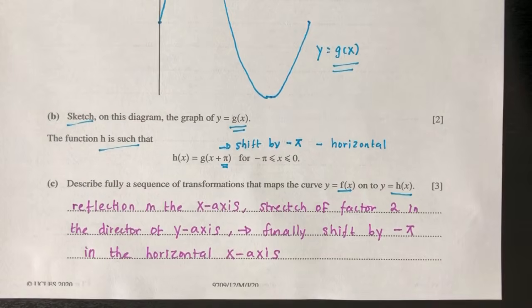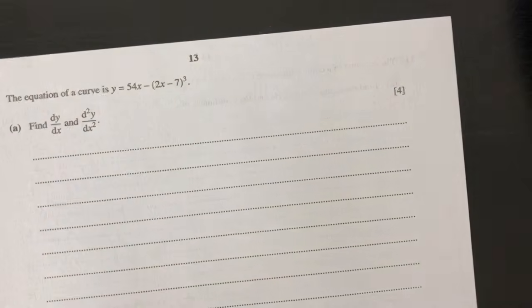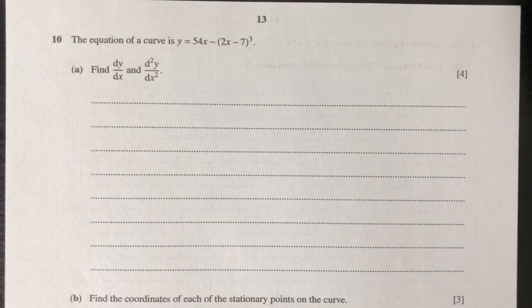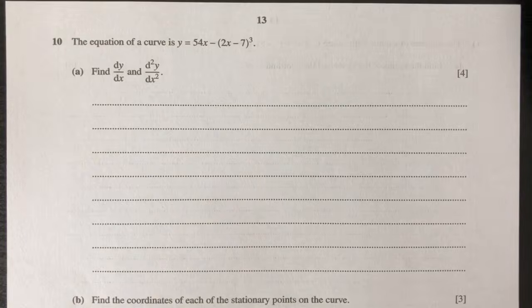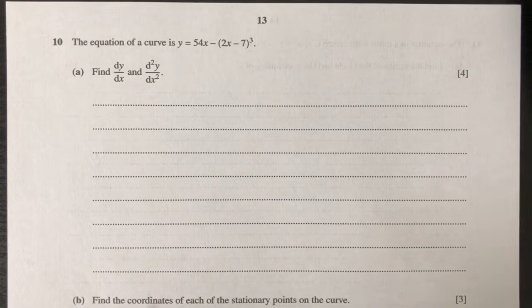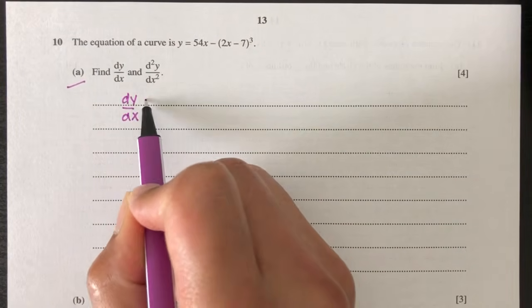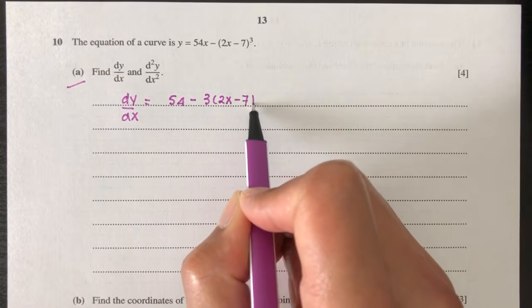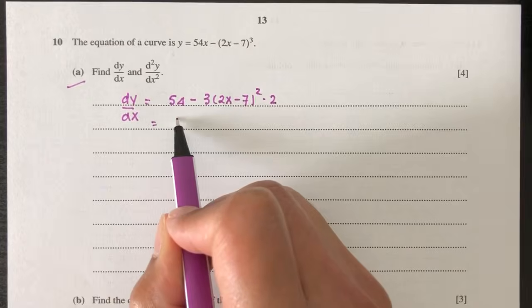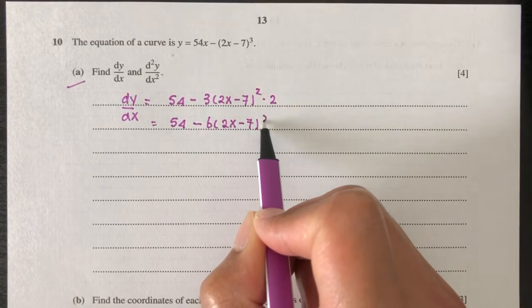And that is question number 9, I think. Yeah, number 9. Now let's move on to question number 10. So here we have the equation of a curve, y equal to 54x minus (2x minus 7) power 3. First one, find dy by dx, so pretty easy. dy by dx will be given by 54 minus 3 (2x minus 7) squared times 2, which becomes 54 minus 6 (2x minus 7) squared.